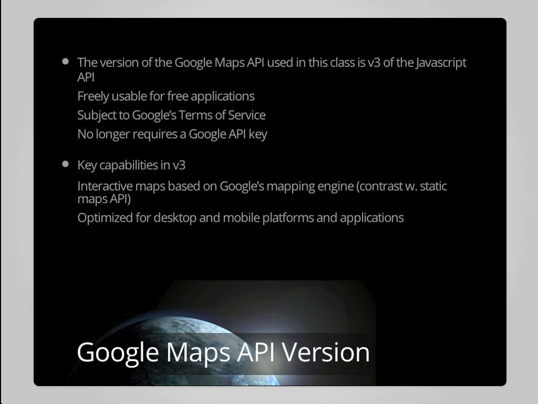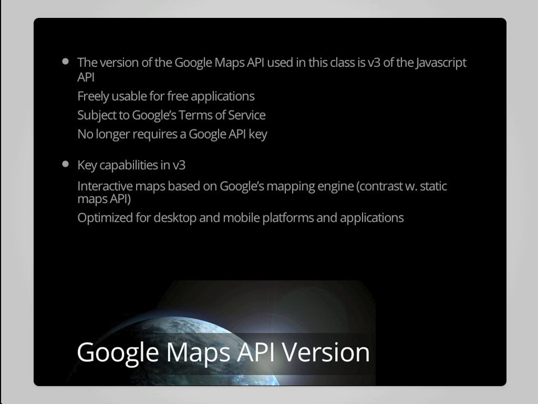So in terms of some key capabilities in version 3 of the JavaScript API, number one, interactive maps that are based upon the mapping engine that Google makes available. And this is in contrast to another API that they have that allows you to embed static maps, essentially just static map images, in your web pages. There may be instances where you may want to use that static maps API instead, but in this case we're focusing on interactive maps.